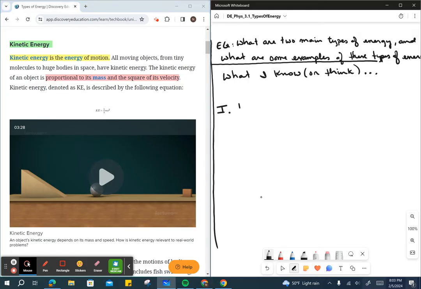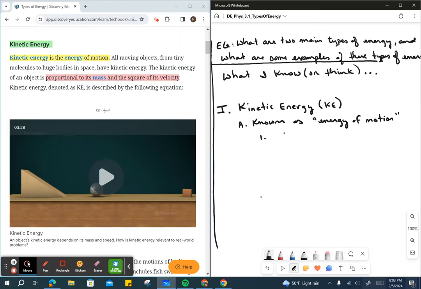Roman numeral 1, kinetic energy. Sometimes we abbreviate that as KE. Sometimes we call this energy of motion. There it is. Kinetic energy is the energy of motion. We'll write that down. Known as energy of motion. Okay, sorry, I was kind of doing some handwriting there. Known as energy of motion.